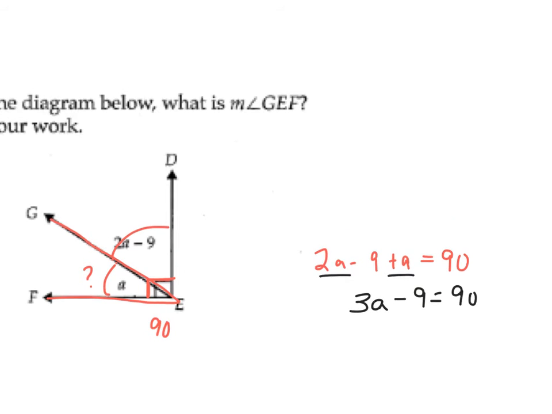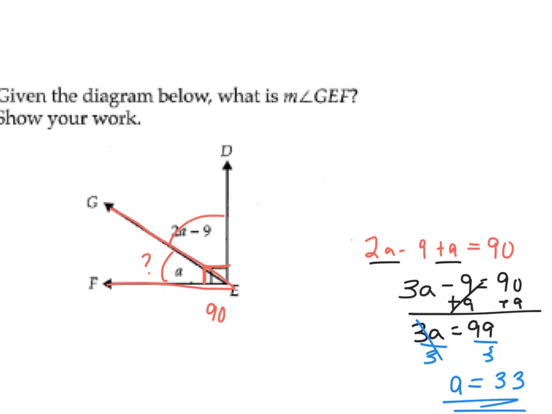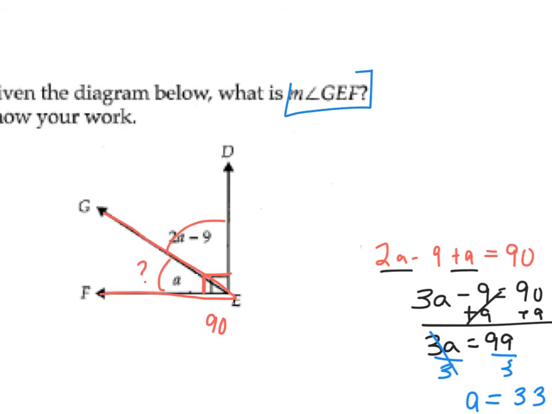I have to ask myself, how do I get rid of a minus 9? Well, I add 9, so I get 3A equals 99. And now to get rid of my 3 that's being multiplied, I divide by 3 on both sides. So A is equal to 33. But here's the issue. The question wasn't asking me to find A. It was asking me to find the measure of angle GEF.